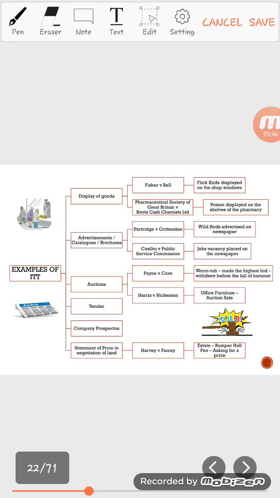Now let's move to advertisement, catalogue and brochures. For this type of advertisement, it doesn't involve a reward actually. So we will consider this type of advertisement as invitation to trade. And this also is illustrated in the case of Partridge versus Crittenden. It's about the advertisement of Bramble Finch Cock and Hens, 25 cents each.